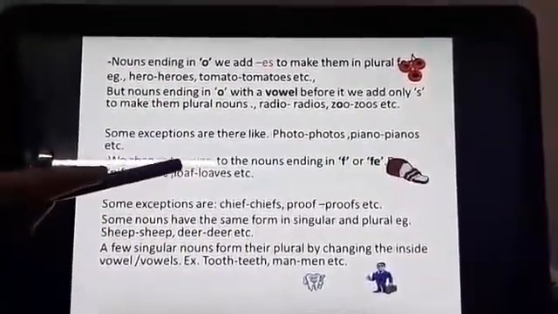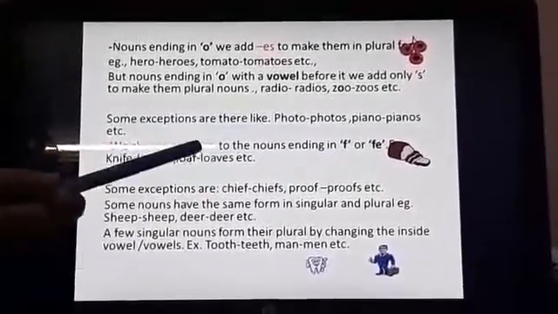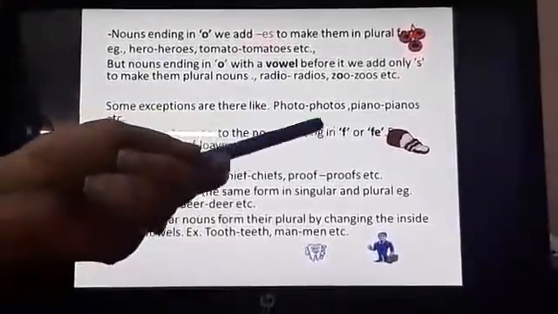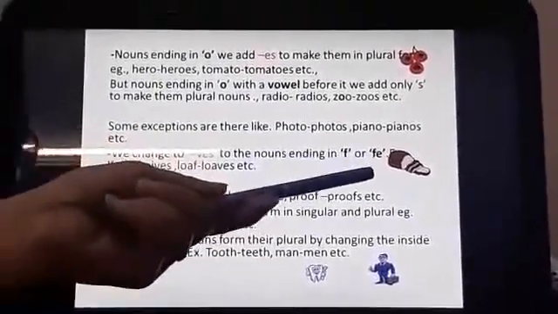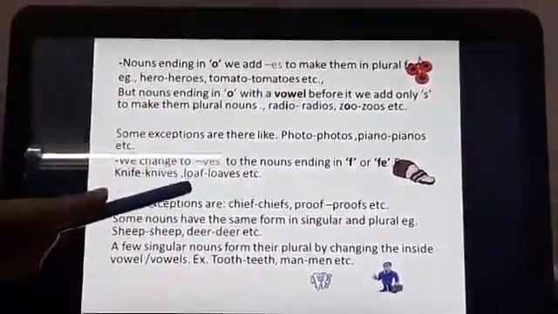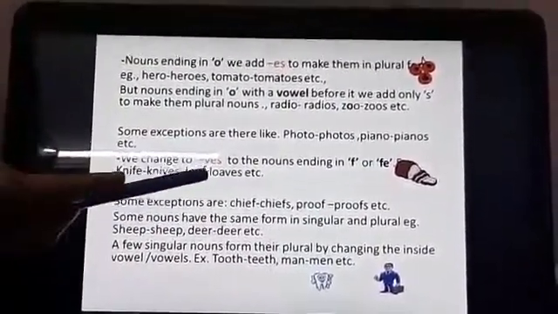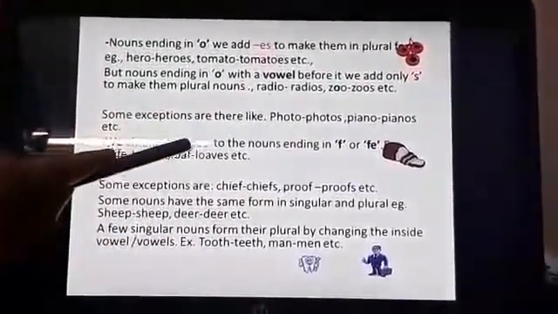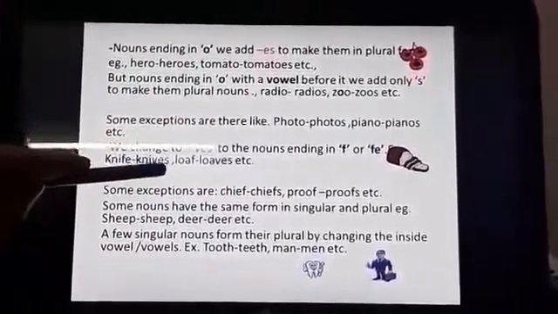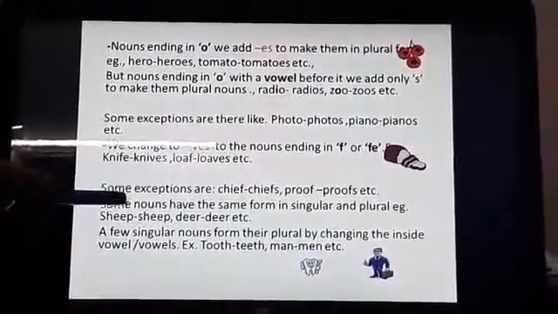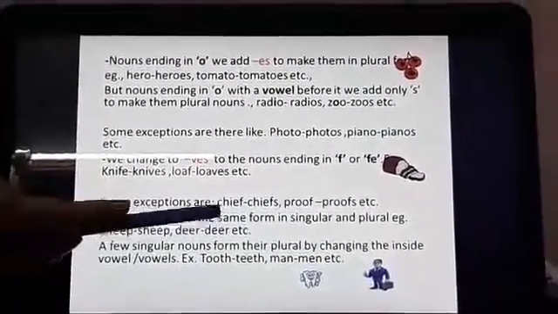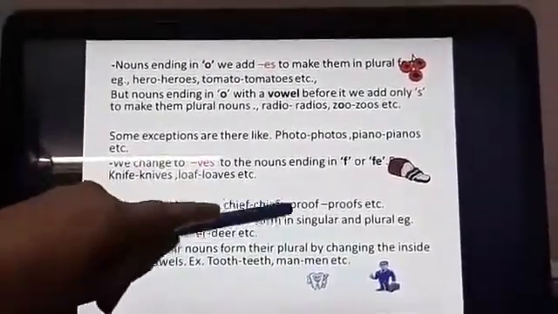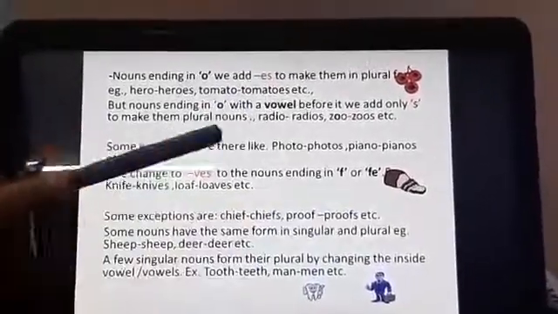We change to ves the nouns ending in fe or f. If the words are ending with fe or f, we remove f or fe and put ves to make them plural. Again, some exceptions are there here also. Chief, chiefs. Proof, proofs, etc.